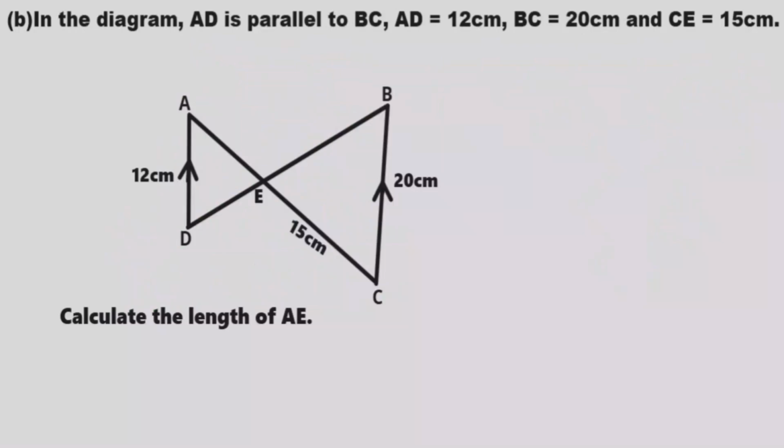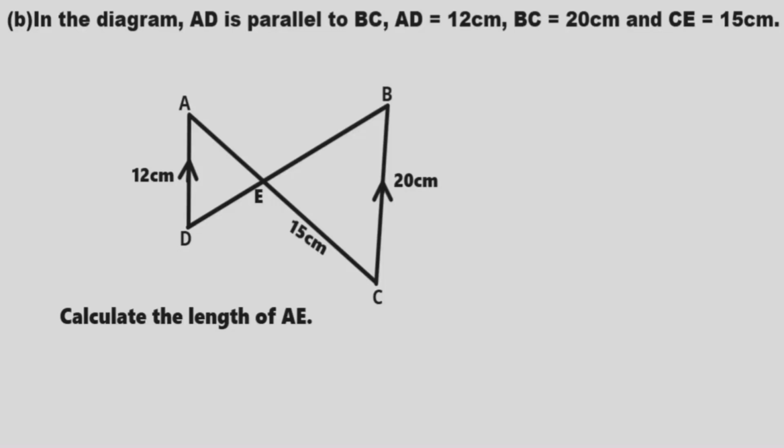Question 5b was as follows. In the diagram, AD is parallel to BC, AD is 12 centimeter, BC is 20 centimeter, and CE is equal to 15 centimeter. Now, what you need to do is you need to take time and study the diagram. Once you have studied the diagram, then we can go to the actual question, which is calculate the length of AE. Calculate the length of AE.